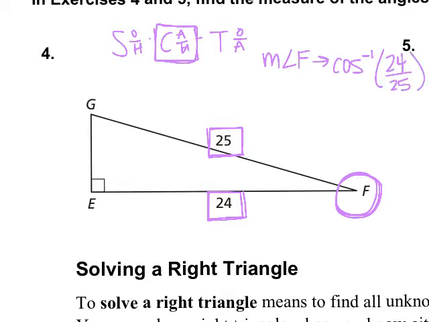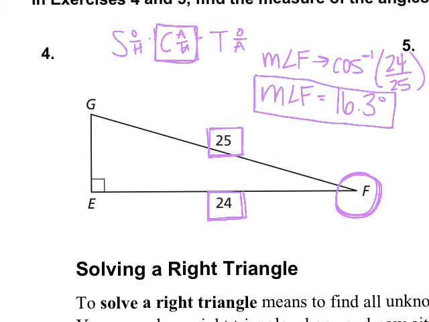Go ahead and go into your calculator and hit cosine inverse of 24 over 25, and you will find that the measure of angle F is equal to 16.3 degrees.